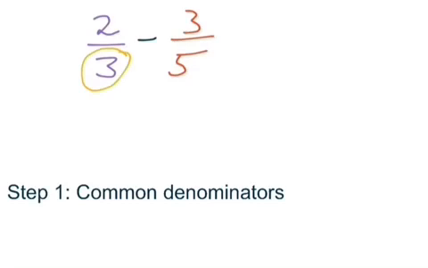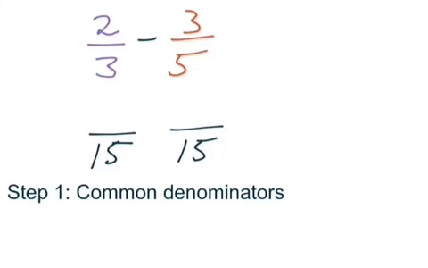I have a 3 here in this fraction, 5 here. I don't have common denominators. So I need to go ahead and create some common denominators here so I can accurately subtract this. I'm going to think of a number that both 3 and 5 go into, a lowest common multiple. And I believe that number is 15. 5 times 3 is 15, so I know 5 and 3 both go into 15.